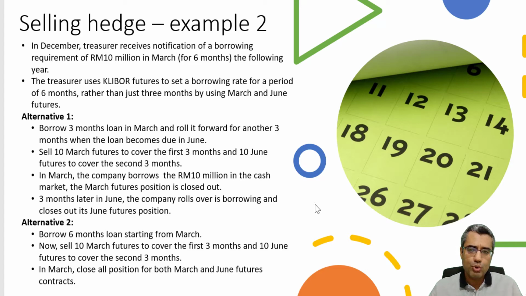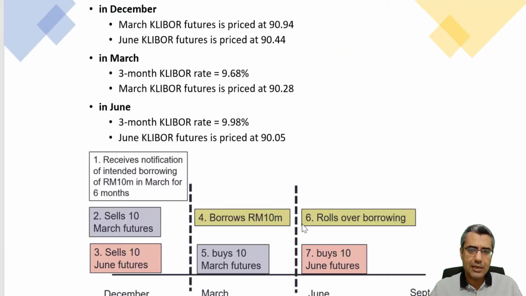Here I want to show you one of them. And I have prepared this slide, which is very helpful. So I have summarized the information that you need. So in December, which is now, March KLIBOR futures is priced at 90.94, and June KLIBOR futures is priced at 90.44. So the 3-month KLIBOR futures, March means 3 months later, June means 6 months later. You have the price of these futures contracts in the market today.